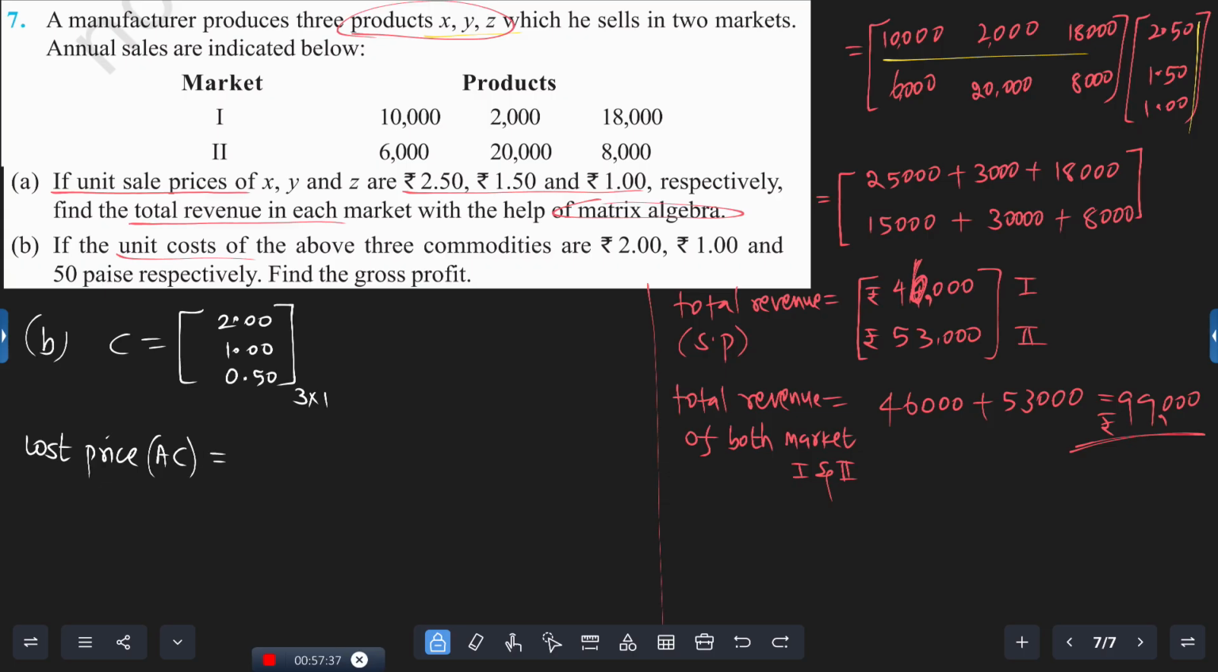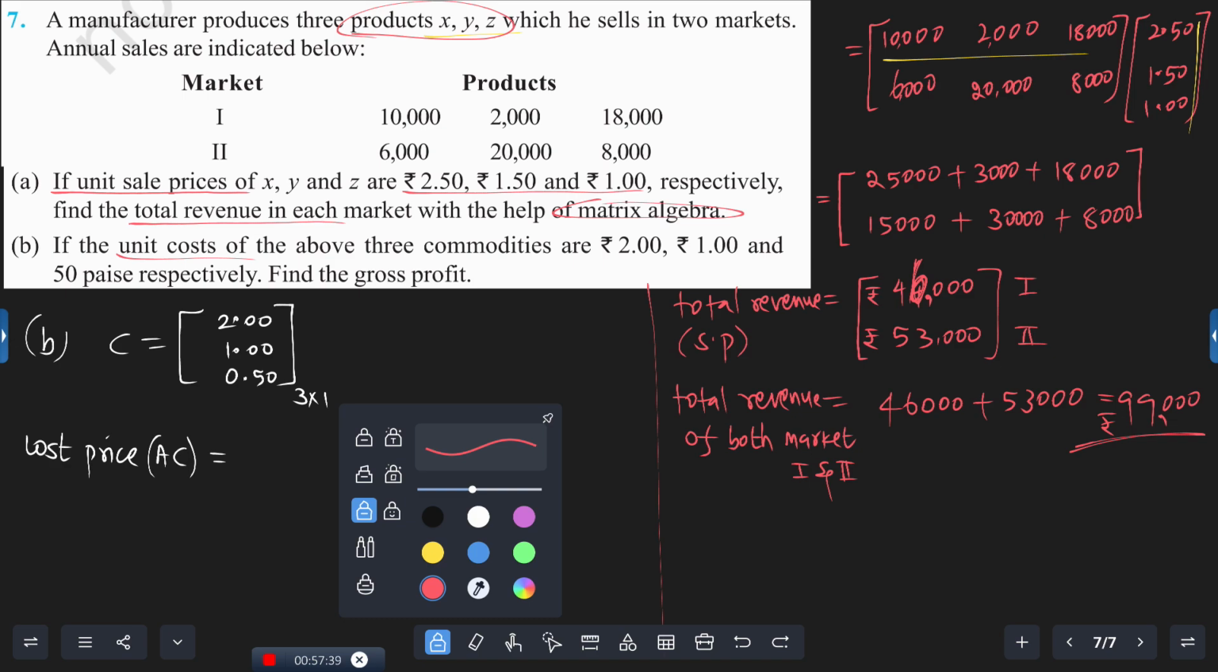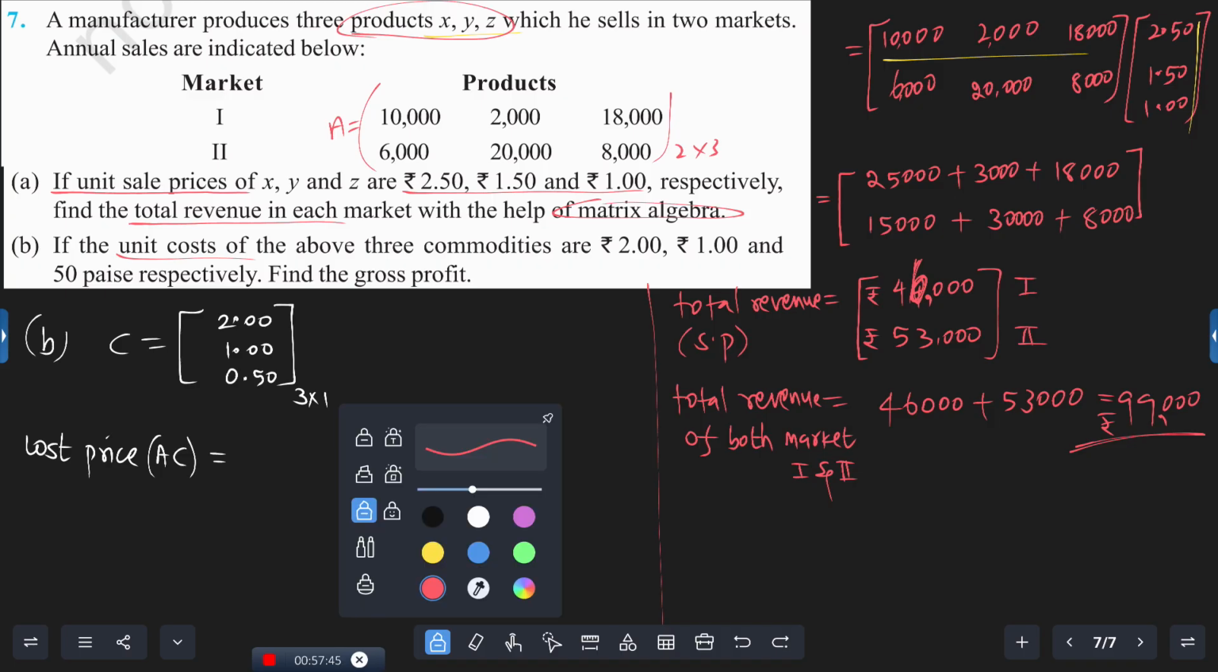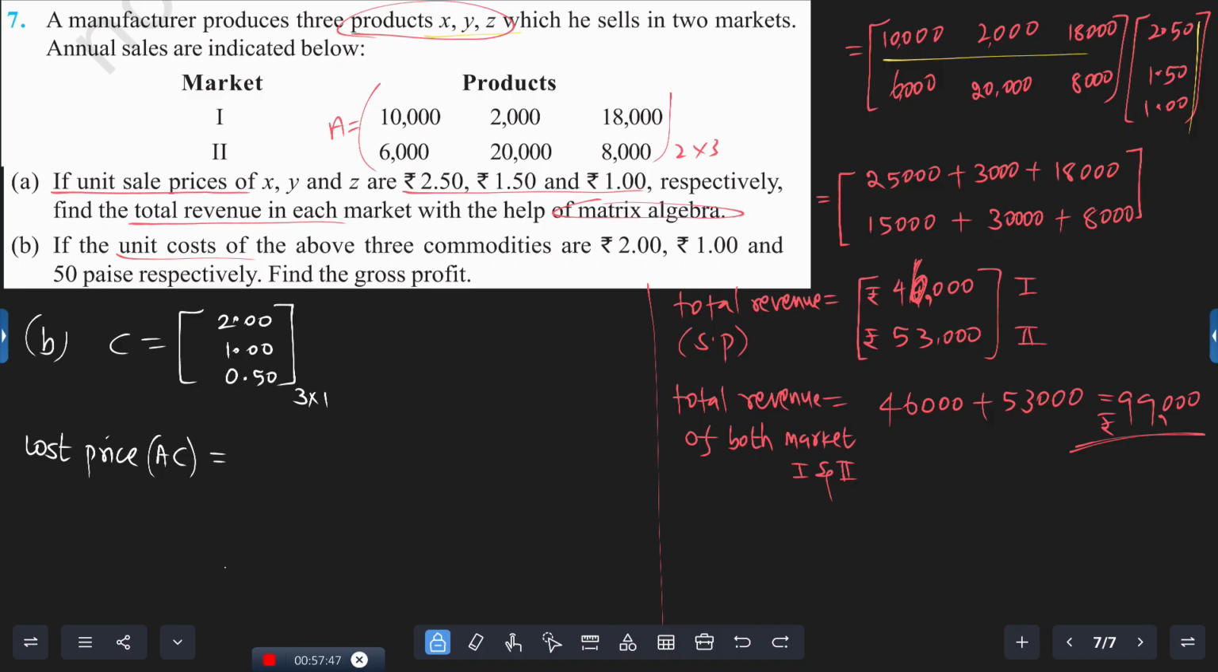A matrix order, what do we know, Raja? This is the A matrix I said, so 2 rows, 3 columns. The order of the matrices is 2 by 3 and 3 by 1. So you will be getting 2 by 1 as the answer, the order of AC.